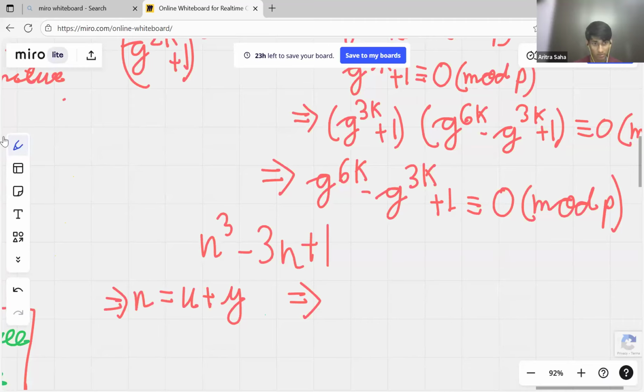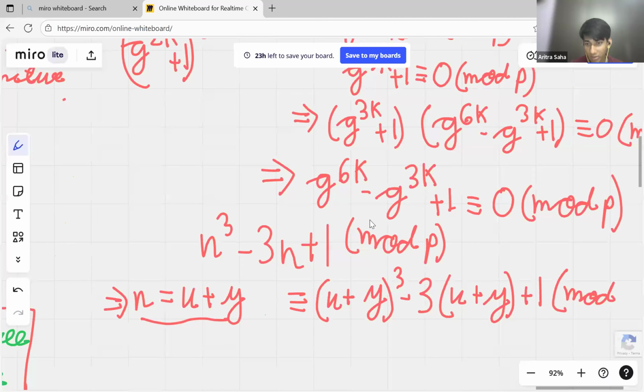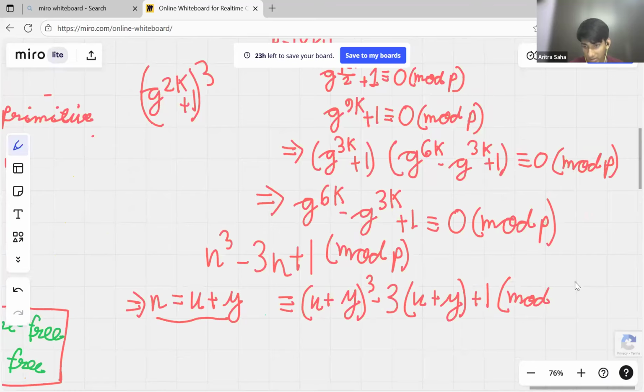Okay, I'll just remove this. x plus y whole cube minus 3 into x plus y plus 1. And obviously we need all the things in mod p. So don't forget that, we are trying to deal with mod p. I get that putting n equals x plus y is not that motivated, because why would you just put n equals x plus y? But trust me, it will help.